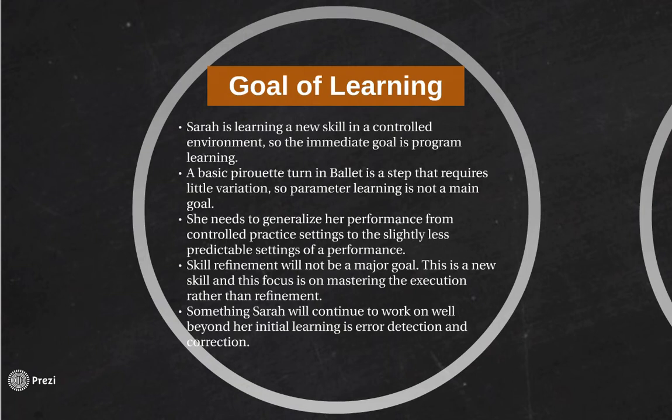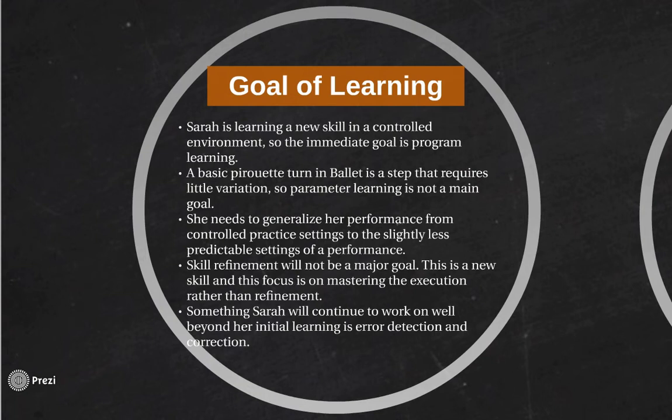She does need to be able to generalize her performance though, because though we're in a controlled environment in a practice setting, at one point, hopefully, Sarah would like to perform, so she needs to be able to generalize that goal of being in a practice situation to being in a performance situation where she would be able to alter the turn if she needed to.